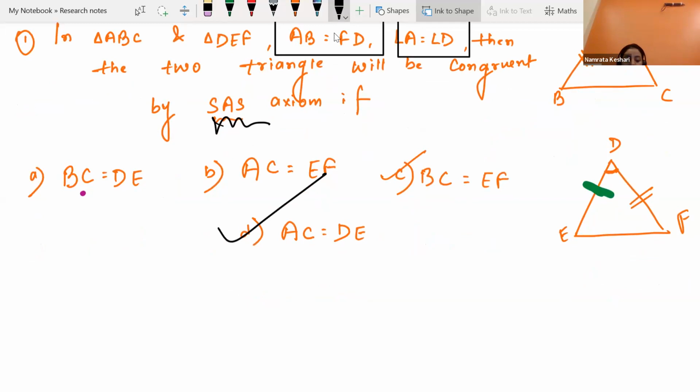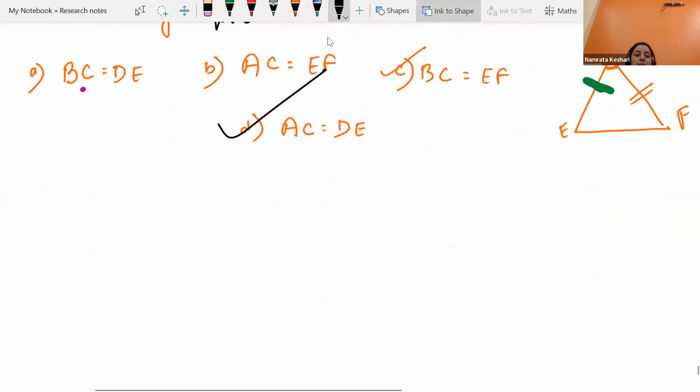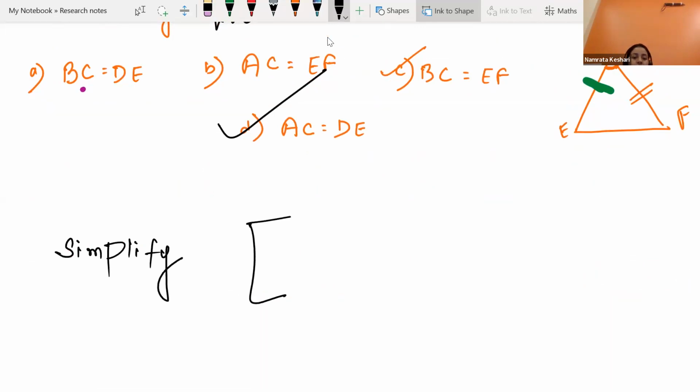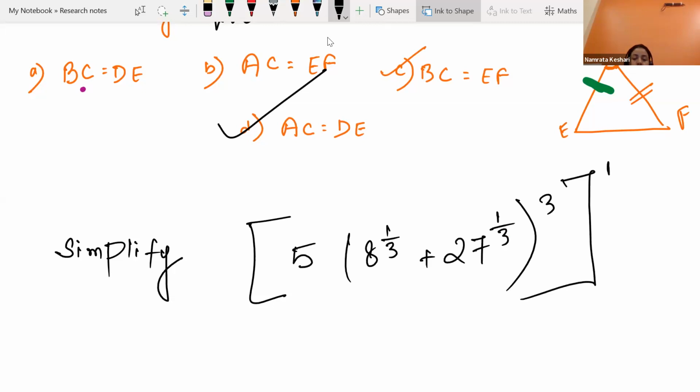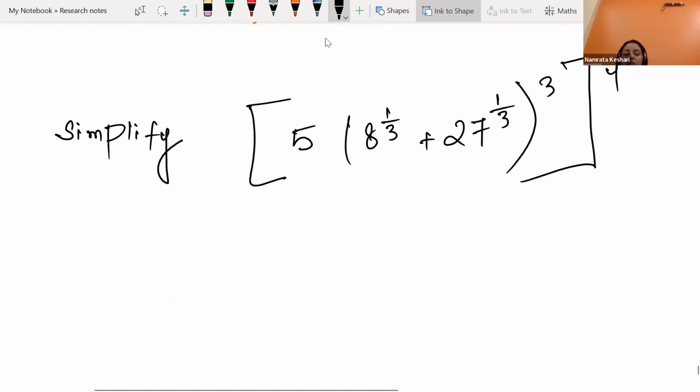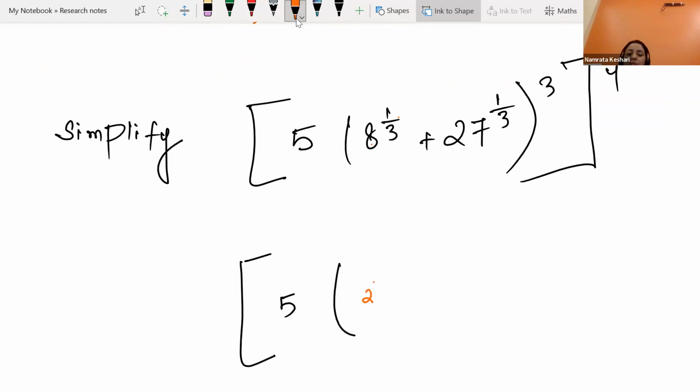Yes, ma'am. Next, Sazia has sent a few questions to me. Simplify. This is what we have to do, the simplification over here. Let's try doing it. So 5 is here, fine. 8 to the power 1 by 3. 8, can we write it as 2 cube?